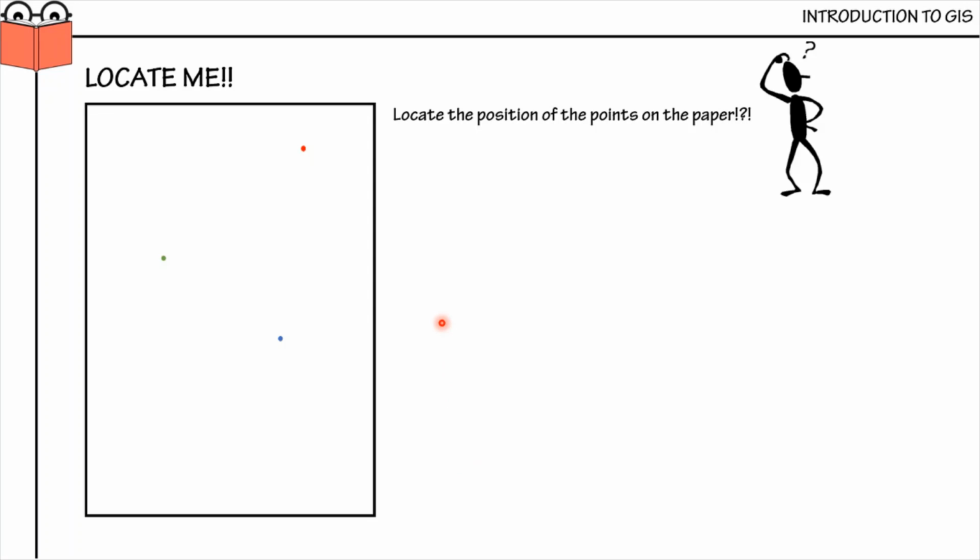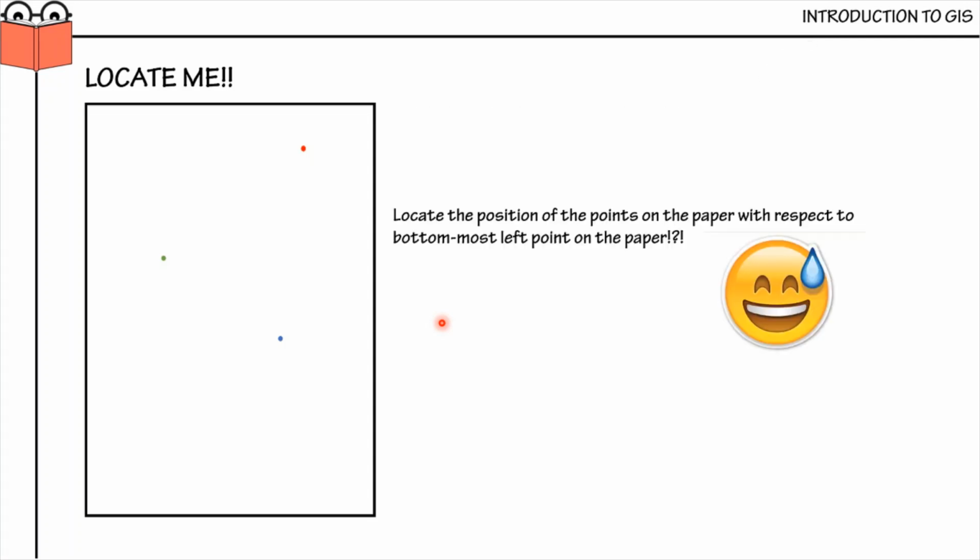Wait, are you a little perplexed, confused, and you don't know where to start? Well, don't be. I will give you a small hint. Probably that hint might make the problem a little simpler. So I will say locate these 3 points with respect to a reference point, and I am setting the reference point to be the bottommost left point of the virtual paper. Well, now that makes the problem a little simpler to solve, and you know where to begin from.